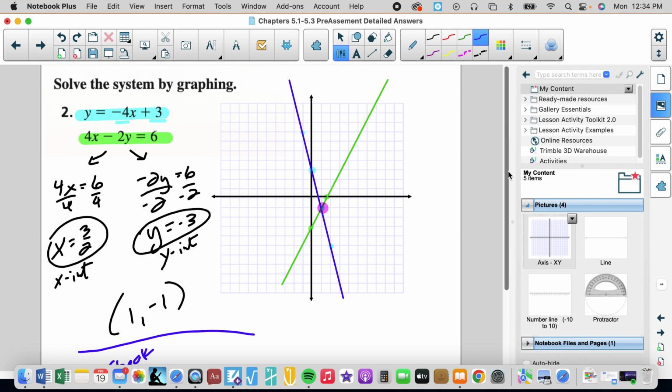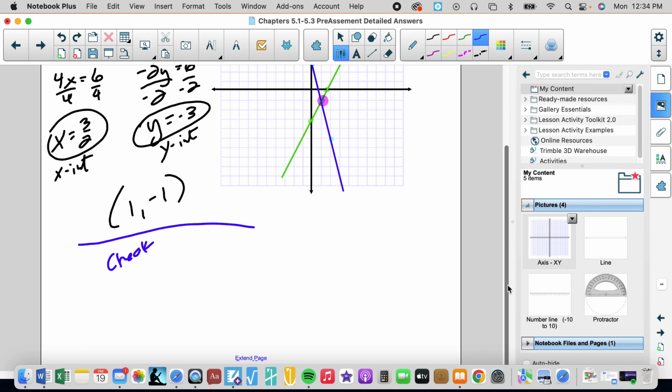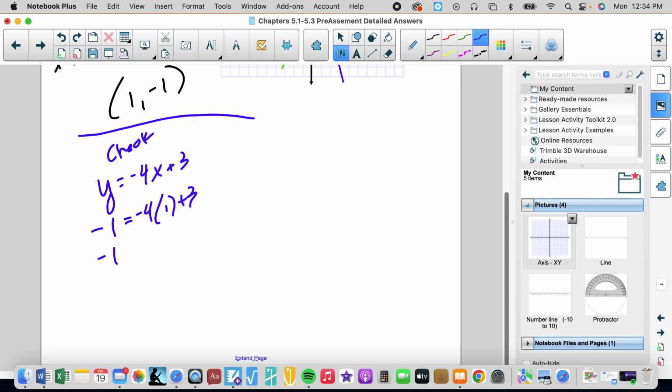We're going to use both of the equations. y equals negative 4x plus 3, I think was my first equation. Plugging in negative 1 for y, plugging in 1 for x, and we're going to simplify. Negative 1 equals negative 4 plus 3. Negative 1 equals negative 1. So we know it works for the blue equation.